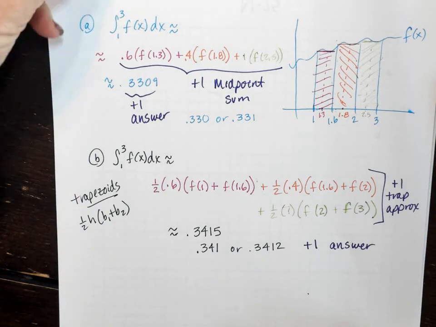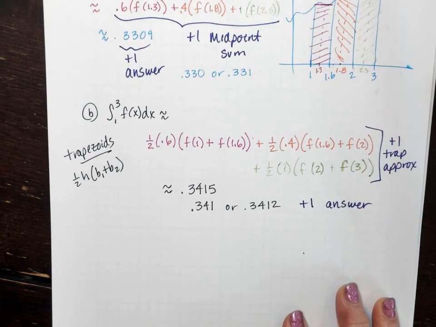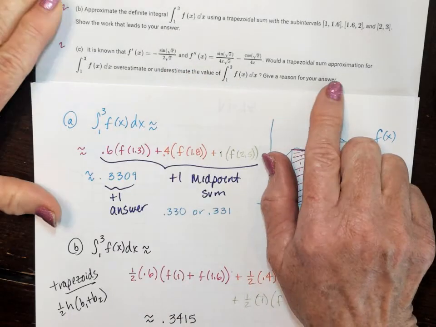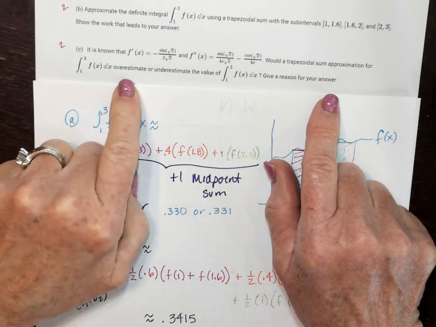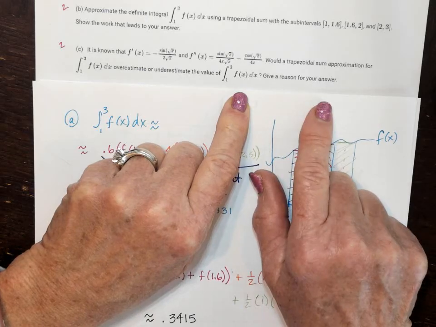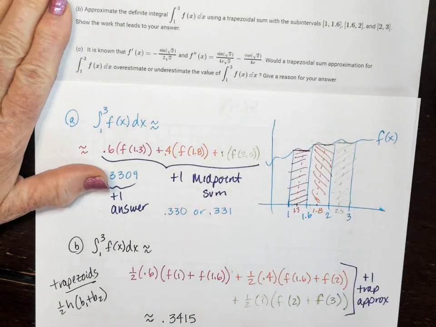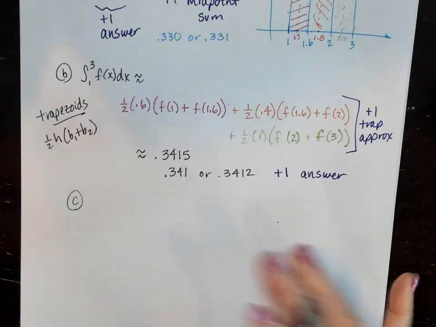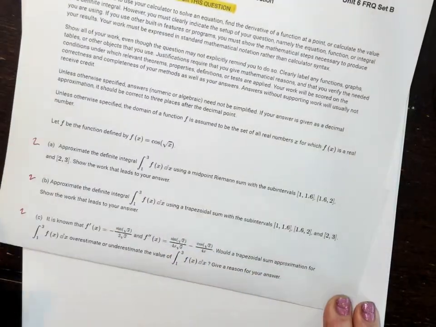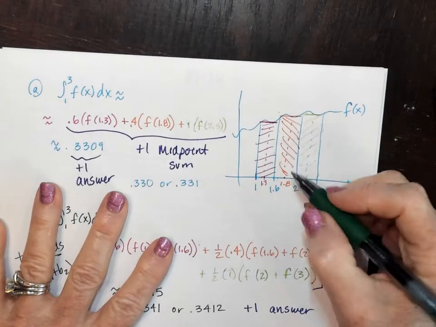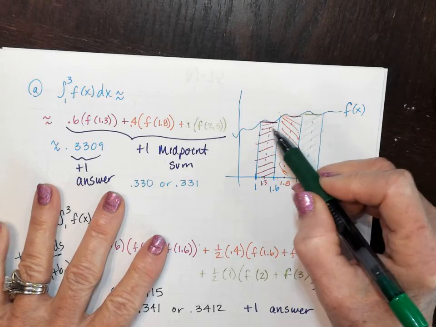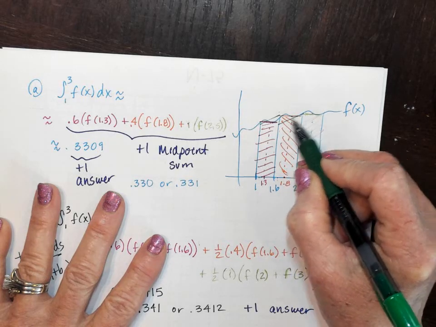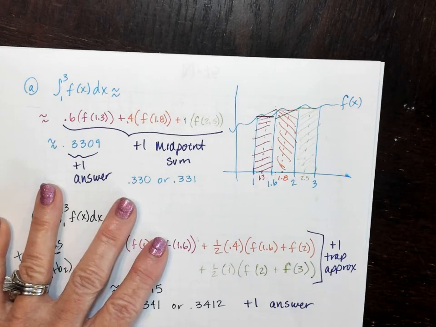Okay, all right, part C now. Part C, it is known that F prime is that mess and F double prime is that mess. Would a trapezoid sum approximation for this overestimate or underestimate the value of that function? Give a reason for your answer. Okay, so for this one, it's going to depend on the shape of your curve here, if that trapezoid is above the curve or if that trapezoid is actually underneath the curve. So it depends on the shape of the curve.